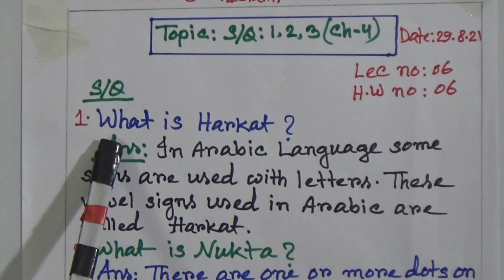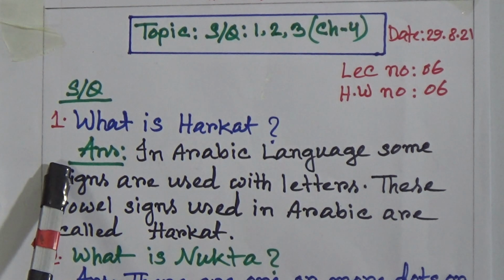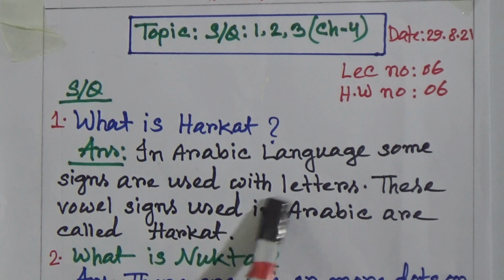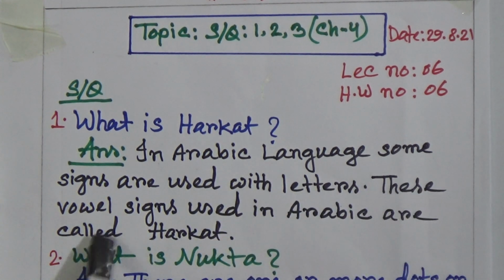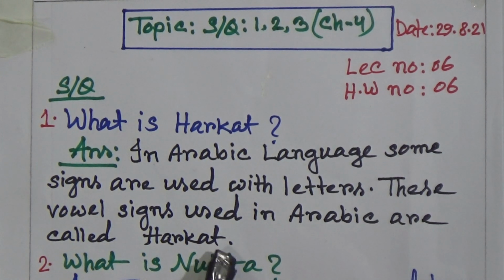Short question number 1. What is harkat? And the answer will be, in Arabic language, some signs are used with letters. These vowel signs used in Arabic are called harkat.